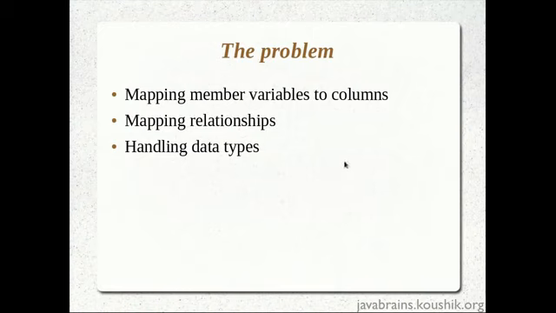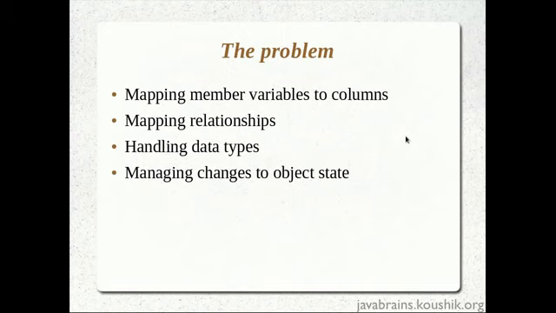Okay, fourth pain point, managing changes to the object state. Now I pull up the user information. I want user ID 123. Okay, I pull it up from the database. I have a record set, and then I create an object and I put all the data into that object. I have the object ready. Now I pass it on to the business service.